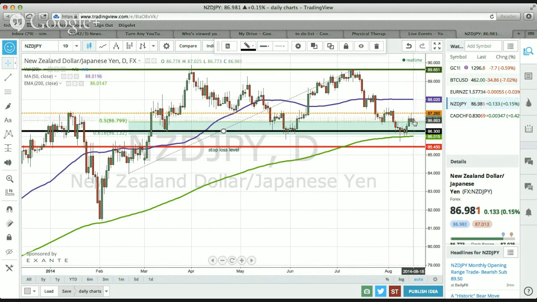We are seeing a little bit of strength today, so hopefully we can close above 87.26. I'll move my stop from 85.45 up to 86.30, move to break even there. That's Kiwi Yen, so no action on Euro Kiwi or Kiwi Yen, just sort of sitting and watching.